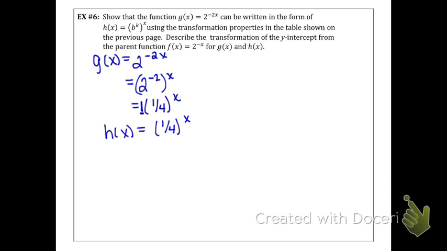And so that's the difference, our directions were a little bit different in our notes than what is showing on here. So it should be in the form of h of x equals a b to the x. Okay. All right, then it said to describe the transformation of the y-intercept from the parent function f of x equals 2 to the negative x for g of x and h of x. So our parent function is actually f of x equals 2 to the x. So let's take that negative out.